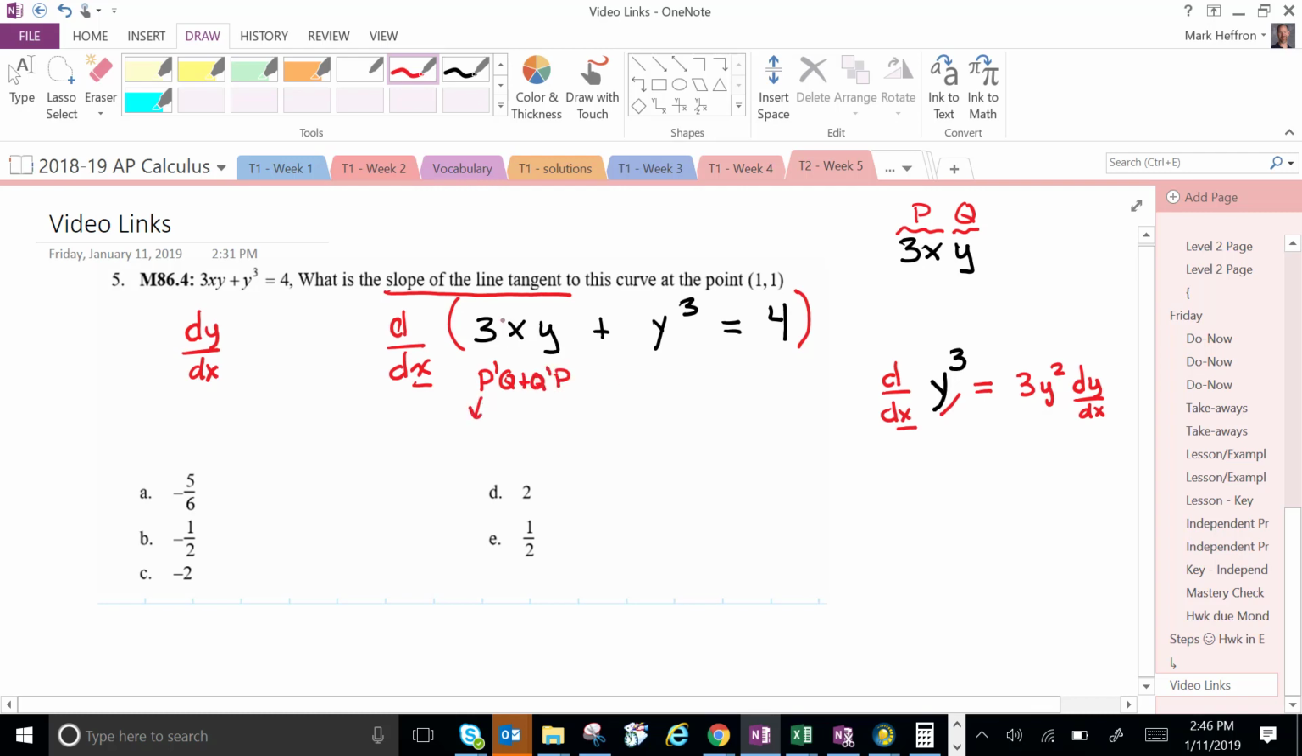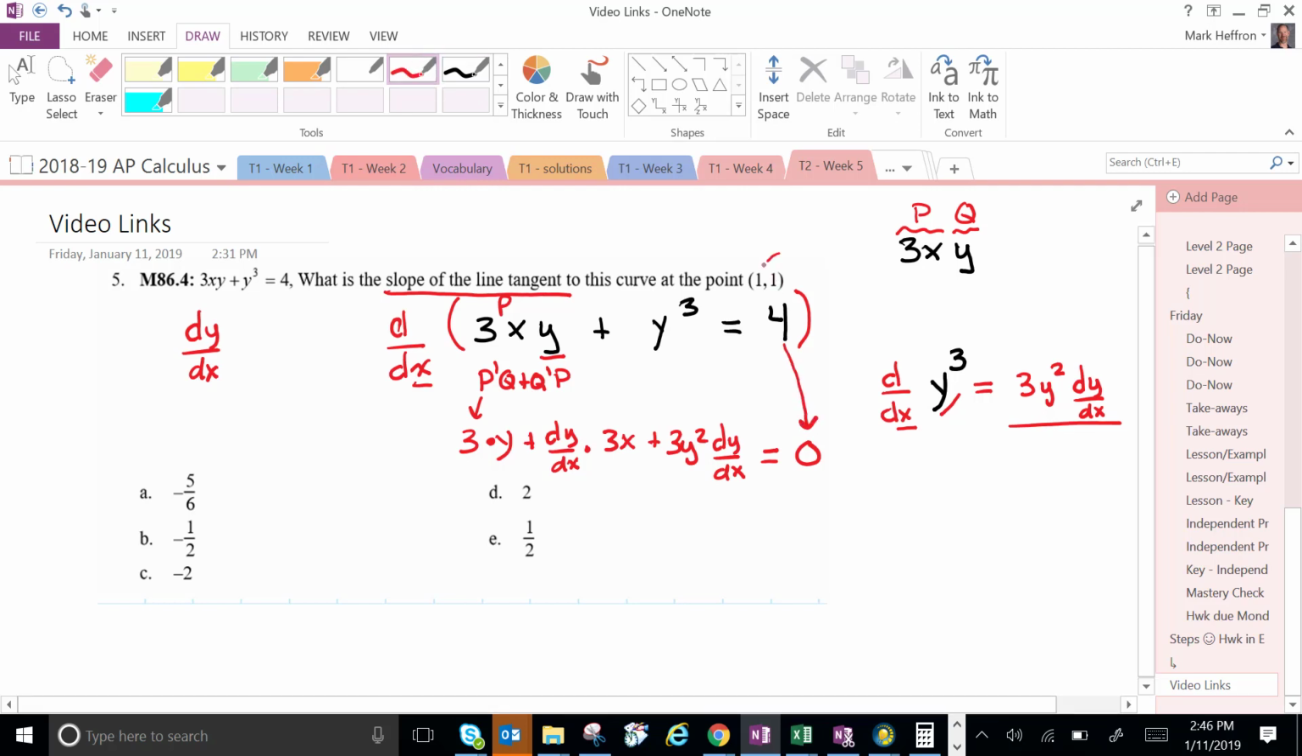Well, the derivative of the p term, the 3x, is just 3 times y. Plus, when you take the derivative of y, you get dy/dx times the original p, which is 3x, plus the one that we've already done, 3y squared dy/dx, and all of this equals 0 because the derivative of any constant is 0.